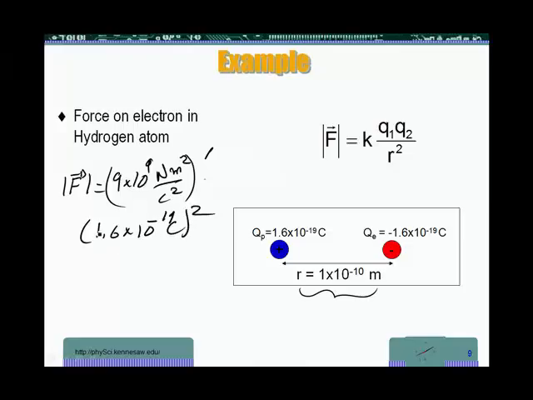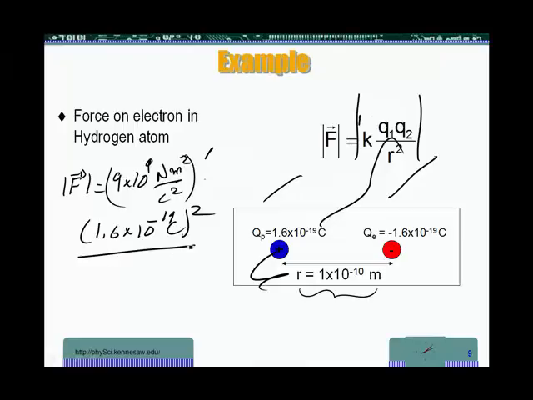I'm not worried about the minus sign because I'm calculating the absolute value. Okay, it works now. So 1.6 times 10 to the minus 19 squared over the separation squared, which is 10 to the minus 10 meters squared. Okay, now what does that give me?